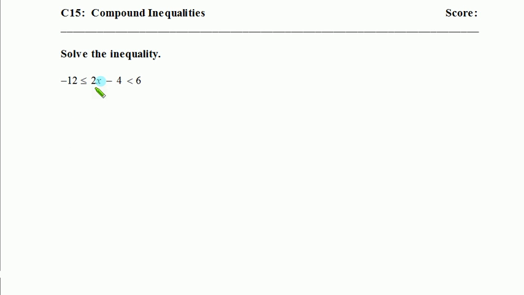So I'm going to do the steps I would normally do to get x by itself. I'm going to add 4 and divide by 2. But when I do that, I'm not just doing it to two sides. I'm doing it to three sides of this compound inequality. So my first step is to add 4. If I add 4 here, I also have to do it to the right and the left. Negative 12 plus 4 is negative 8, is less than or equal to, the only thing left in the middle now is just 2x. And that's less than 6 plus 4 is 10.